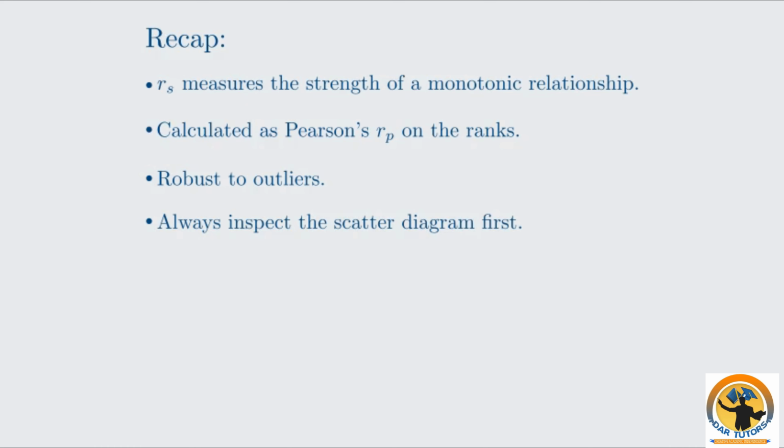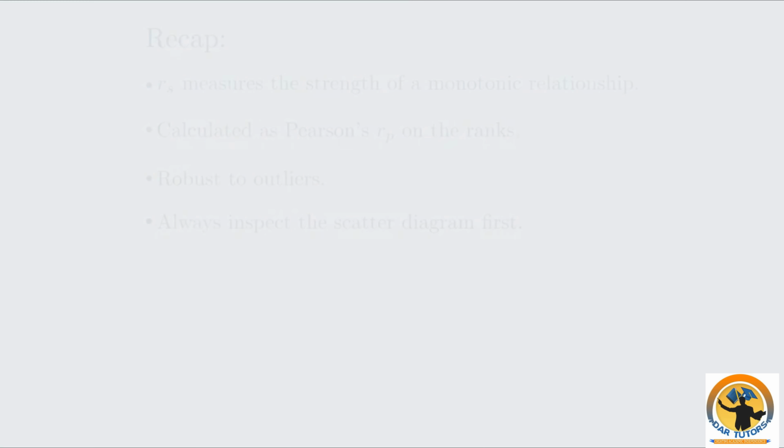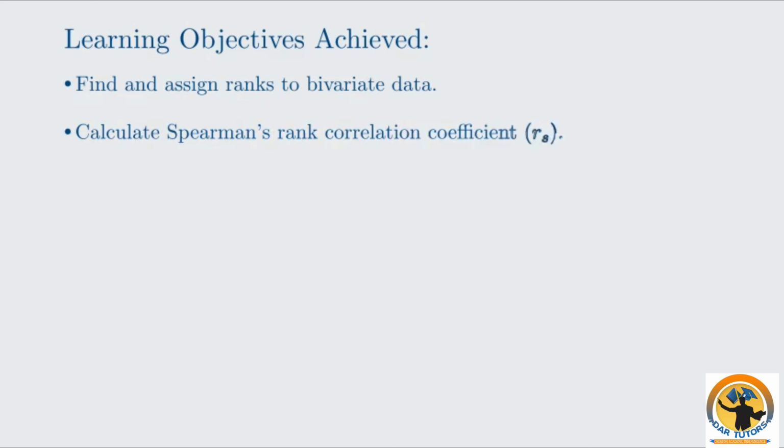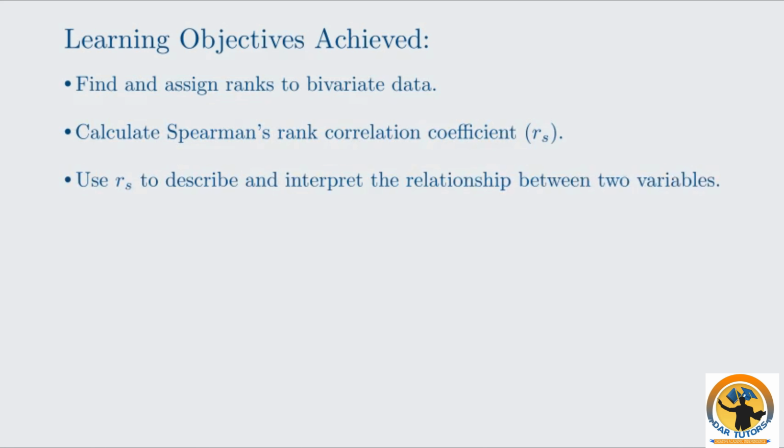It allows you to analyze and describe bivariate data more accurately and powerfully. We have now covered how to assign ranks, how to use the formula and your GDC to calculate Spearman's coefficient, and how to interpret its value. We also tackled the important case of ties and saw how Spearman's can be more appropriate than Pearson's for nonlinear data and data with outliers. Thank you for watching this lesson.